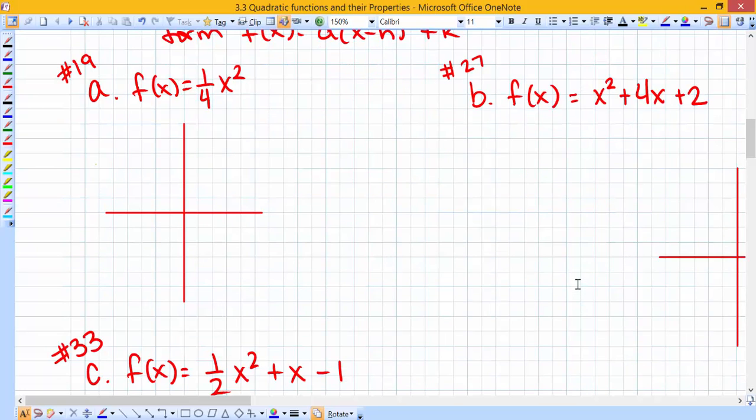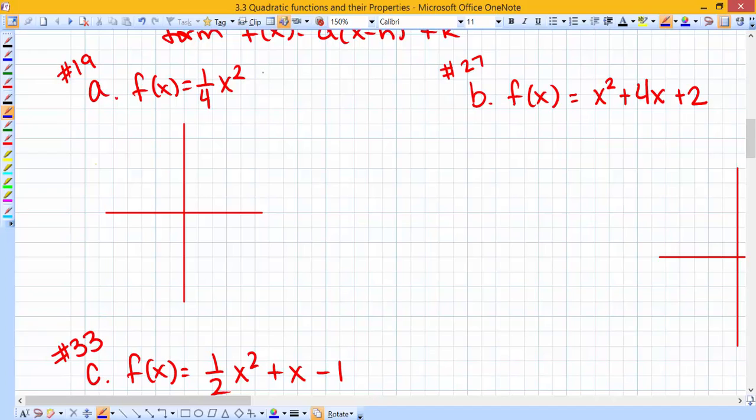We can graph this without writing it into vertex form. I'm going to use the y-intercept, I'm going to use the axis of symmetry, and then I'm going to use that to find the rest of my vertex. And then I'm going to use the a to help me identify if this is going to be a narrow, a wide, or a regular width parabola.